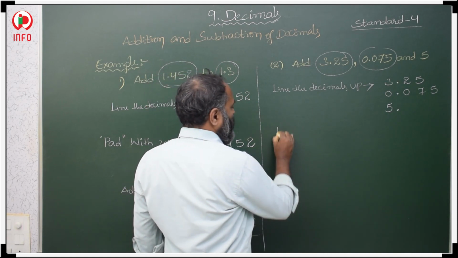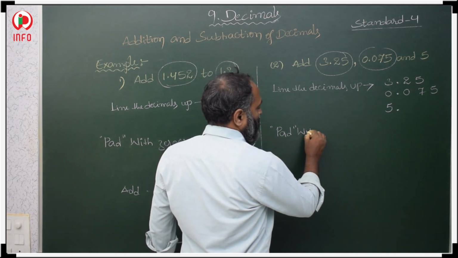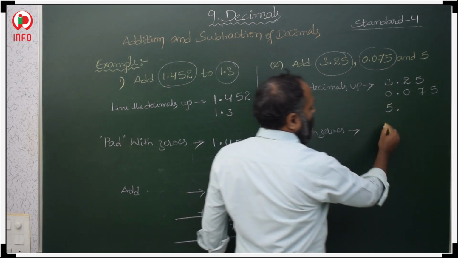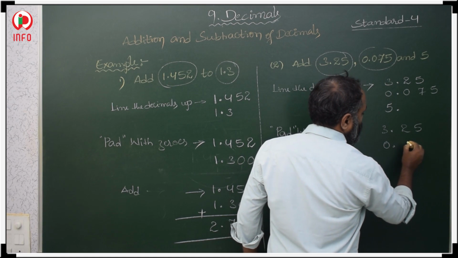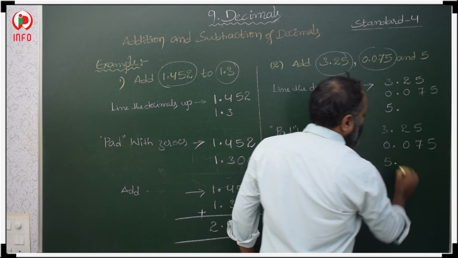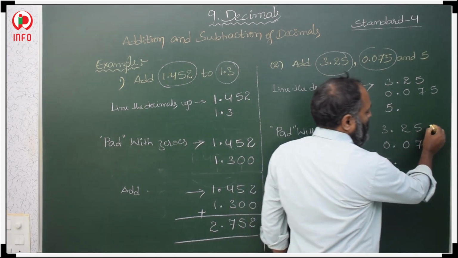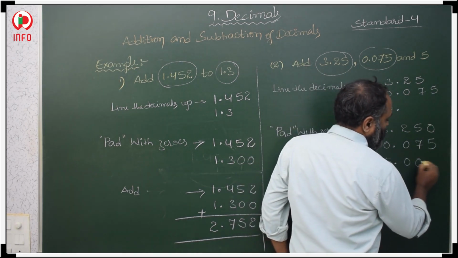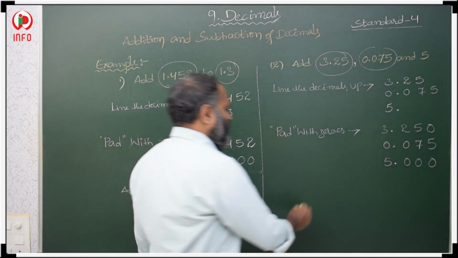Then pad with zeros. Again we take 3.25, 0.075 and 5 point. Here we have 2 decimal places, here 3, so we add one 0 here. Here there are no decimals, so we add 3 zeros. Now all are converted into like decimals. Now add.